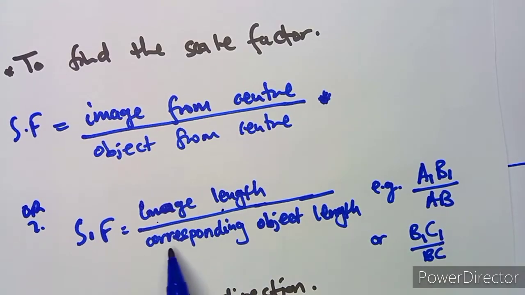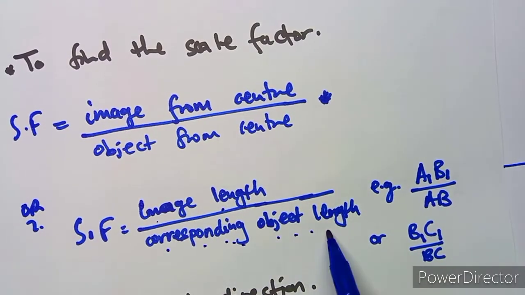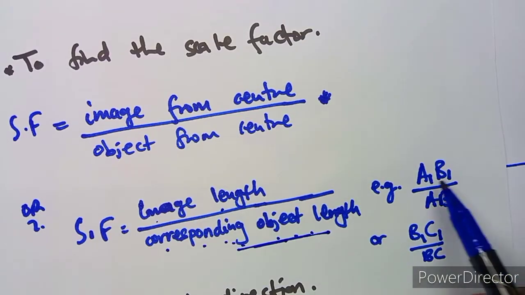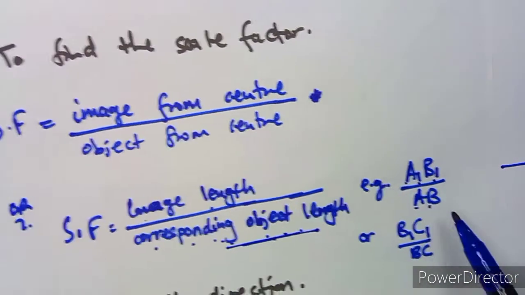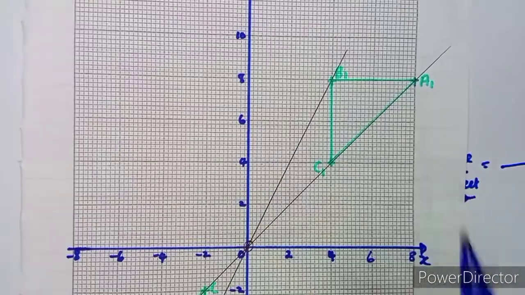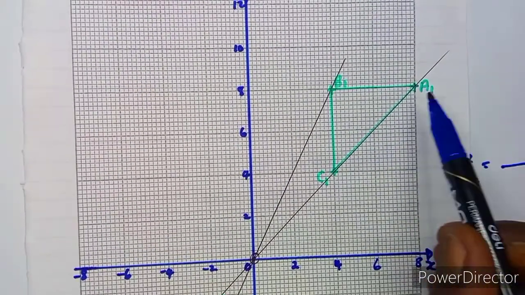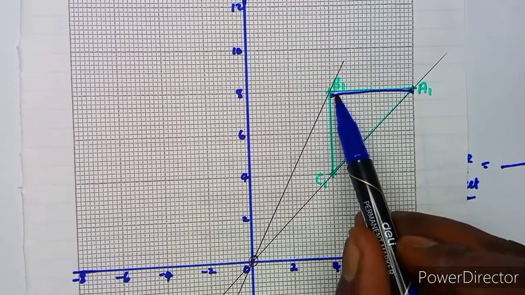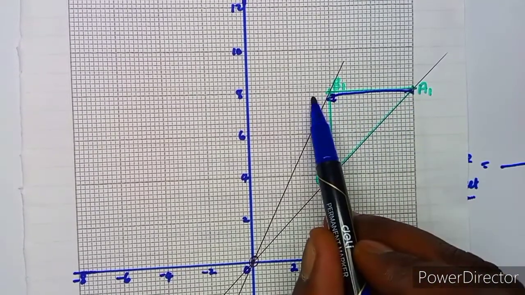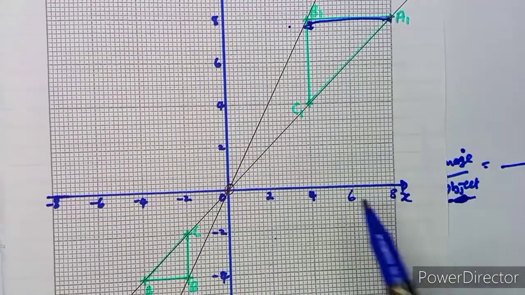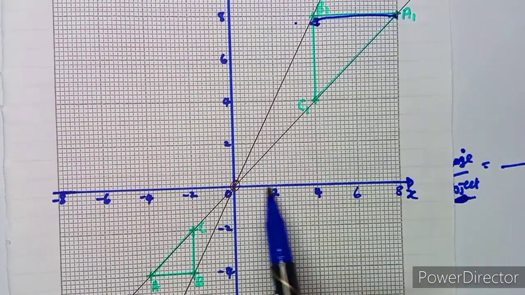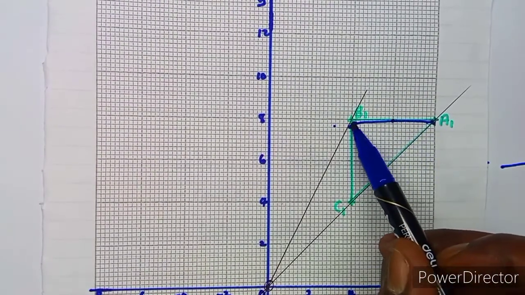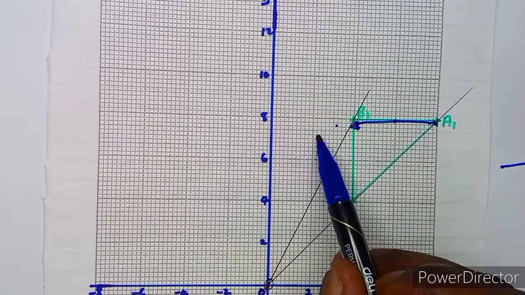Image length over corresponding object length. What do I mean? When I say the image length, I mean A1B1 over AB. This is our image, isn't it? A1B1 is the corresponding side, but take note of the direction. It's going to the left. So how many units? You can measure the units according to the box. Each box has 2 units. So here it's going to be -2, -4, because we are going to the left.